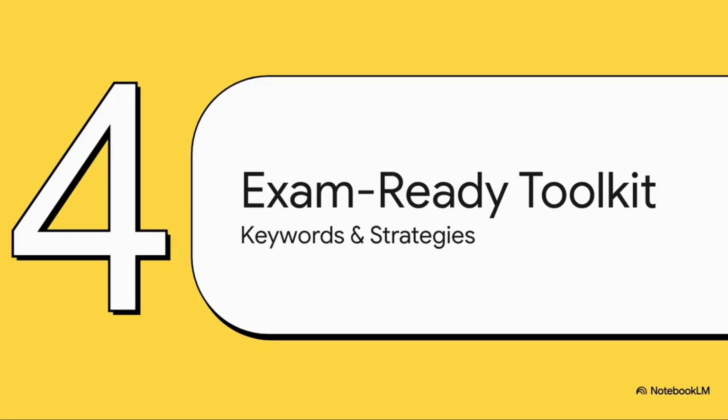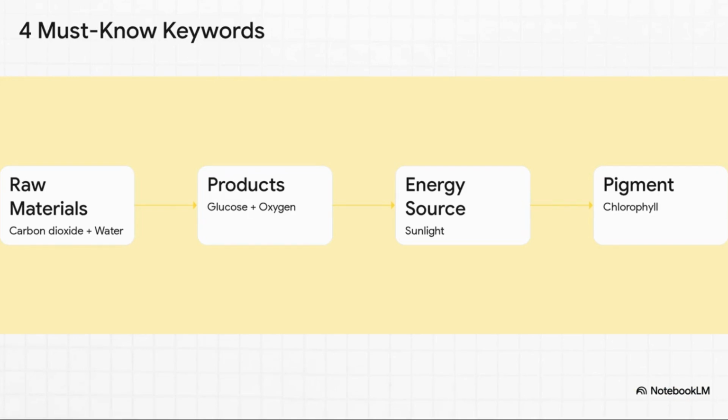Okay, so now you've got a really solid handle on the process. But how do you turn that knowledge into top marks on your exam? Well, let's build your exam-ready toolkit. We're going to go over the exact keywords and strategies that you're going to need. Think of these 4 as your essential vocabulary. Any good exam answer on photosynthesis absolutely has to include them. You've got your raw materials, the products, the energy source, and the key pigment. Using these terms correctly and confidently shows the examiner that you know exactly what you're talking about.